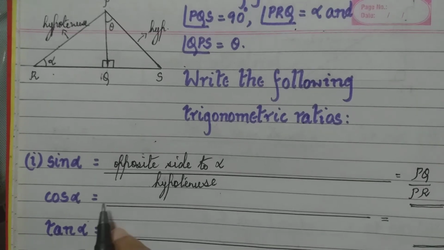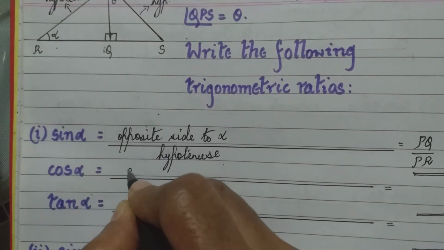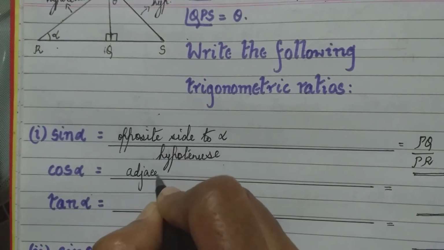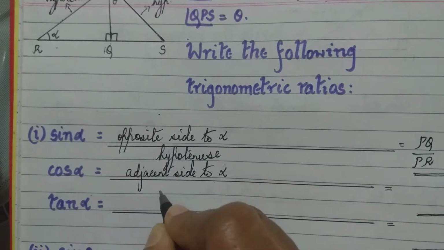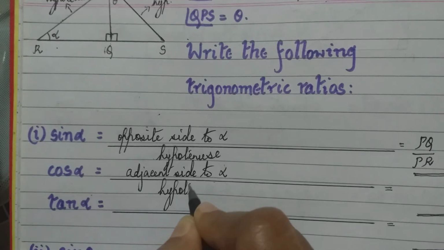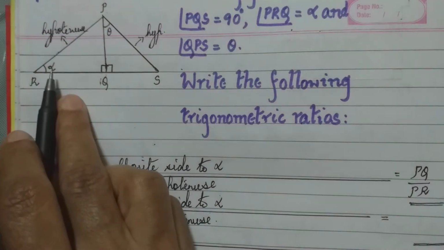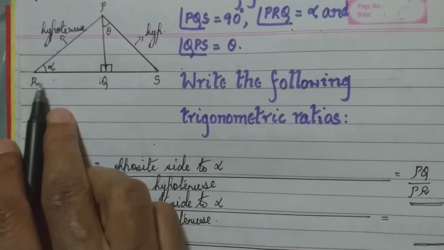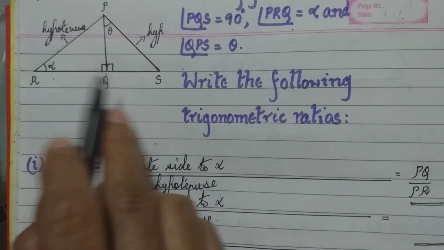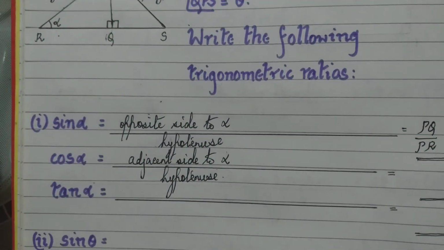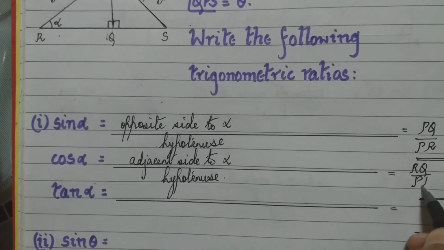Next is cos alpha. Cos alpha is adjacent side to alpha upon hypotenuse. Again we look at the figure. Alpha is here. Adjacent side to it is RQ. And hypotenuse is PR. So RQ upon PR. So we write here RQ upon PR.